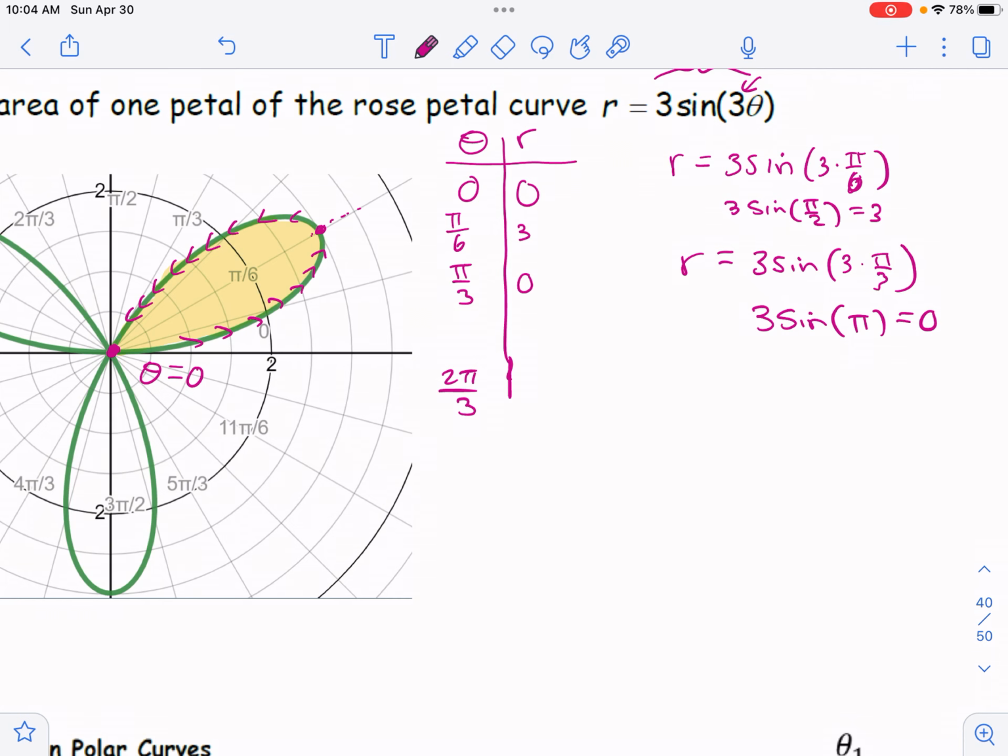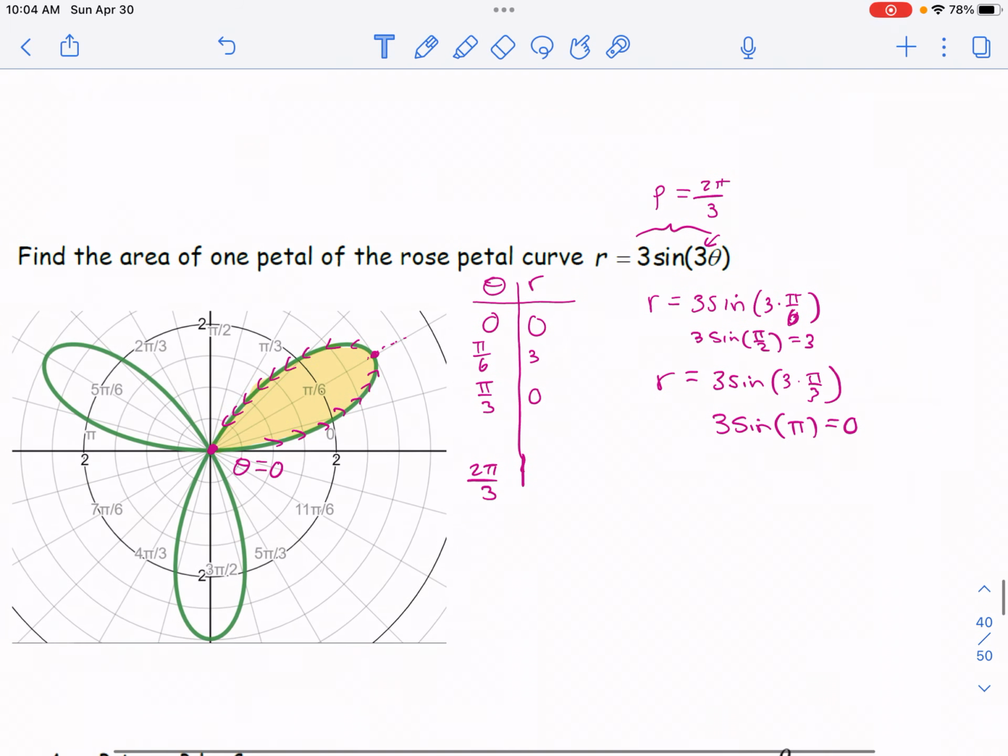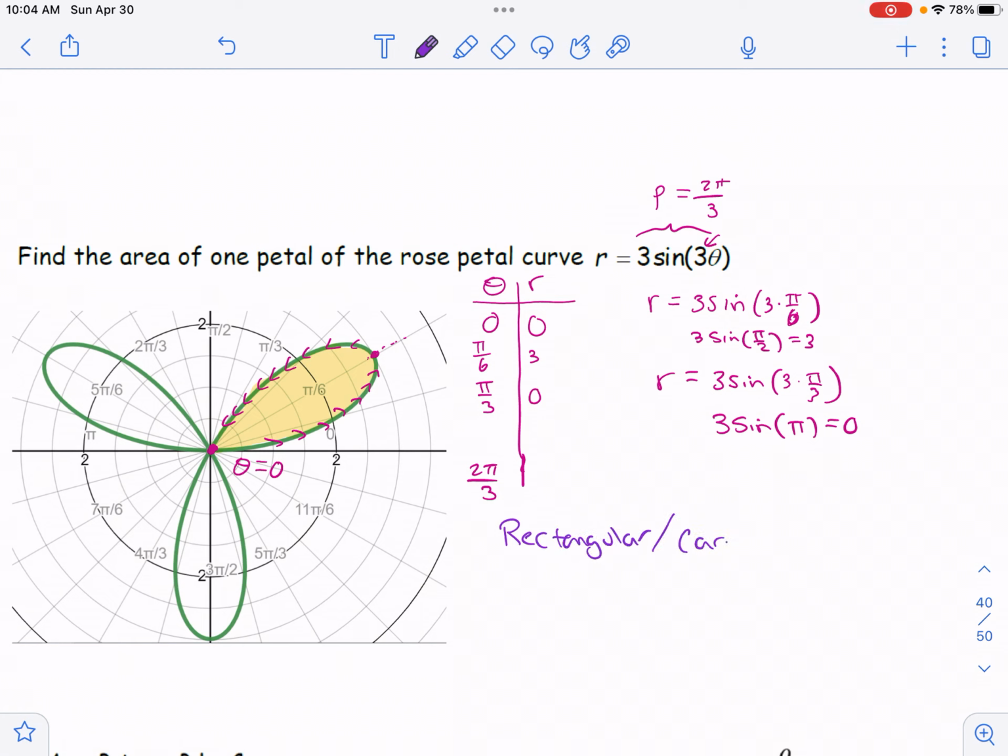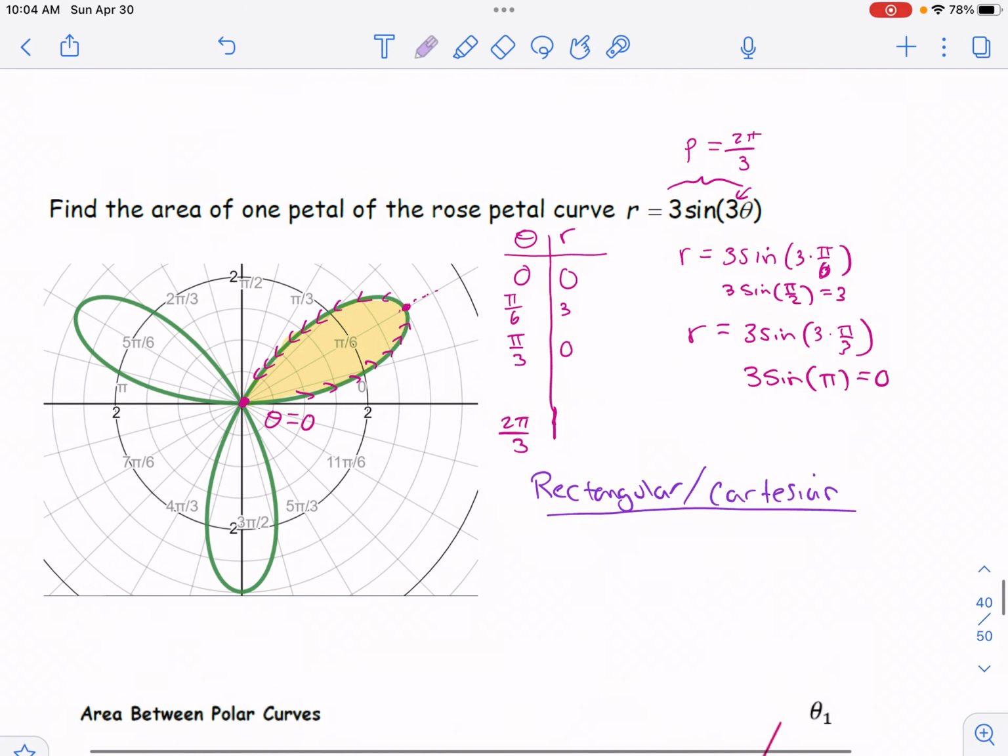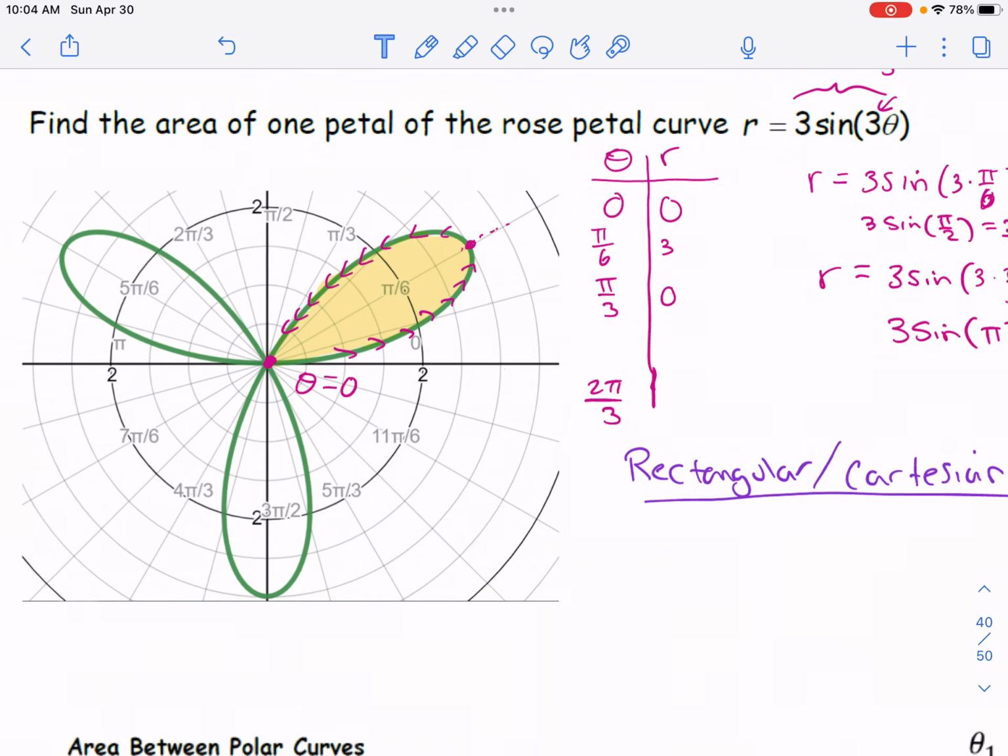I'm going to assume, though, that you maybe just aren't as fluent in the reasoning I just did, and because most likely you will have a calculator to do a problem like this. So again, the strategy is to graph the rectangular or Cartesian, and we want to find an x-intercept, the first x-intercept after the original point. That'll give us our second limit of integration.